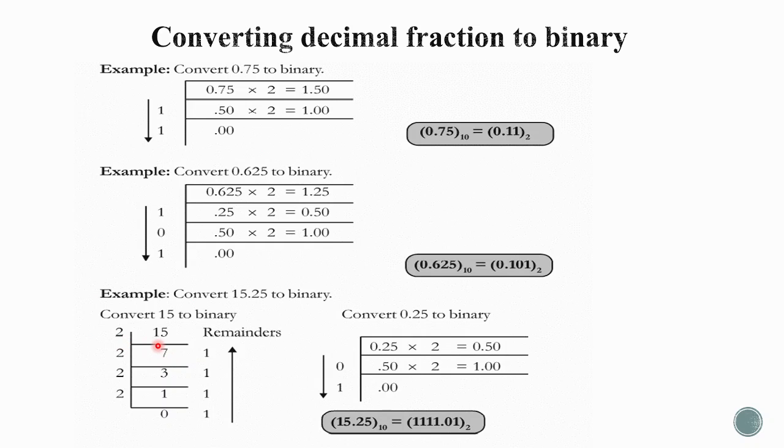7 into 2 is equal to 14, so the remainder is 1. Then 7 is again divided by 2. We will get 3. 3 into 2 is 6, and 1 is the remainder. This 3 is again divided by 2. We will get 1 as the answer, and 1 is the remainder. 1 is divided by 2, we will get 0 as the answer and 1 as the remainder.